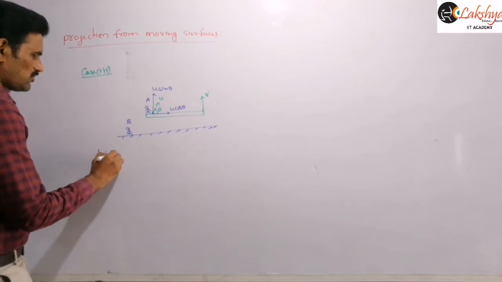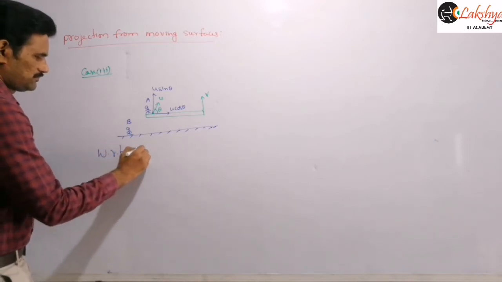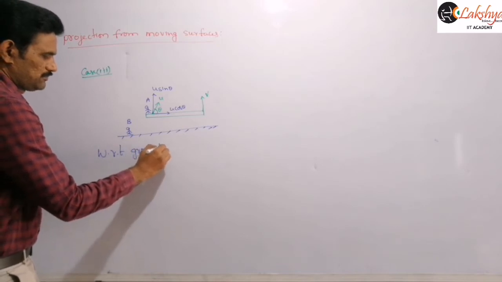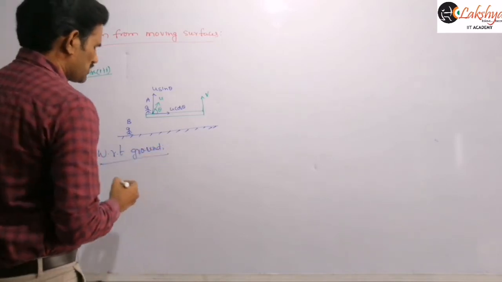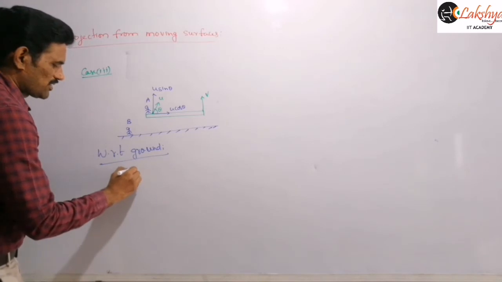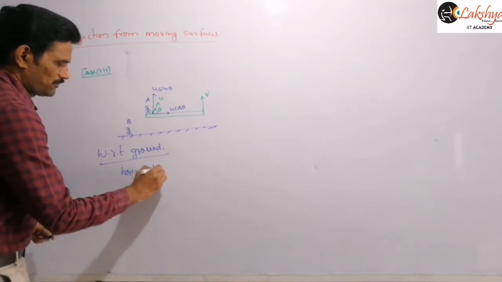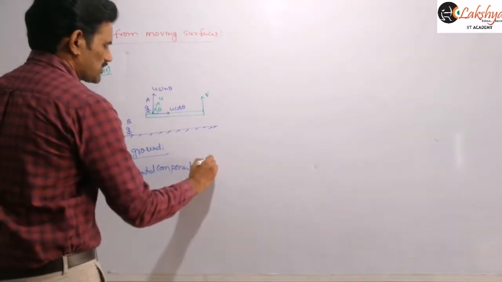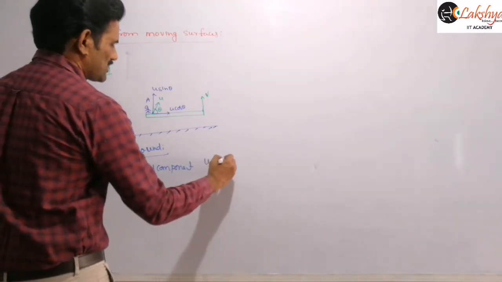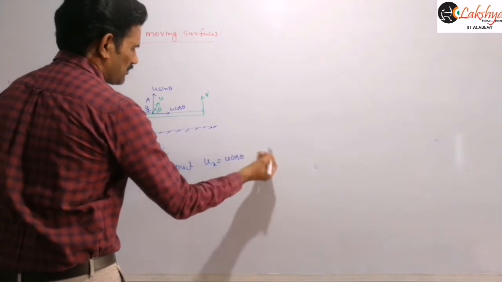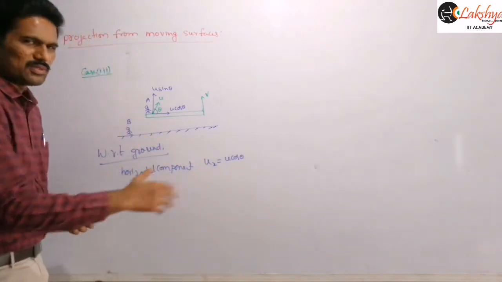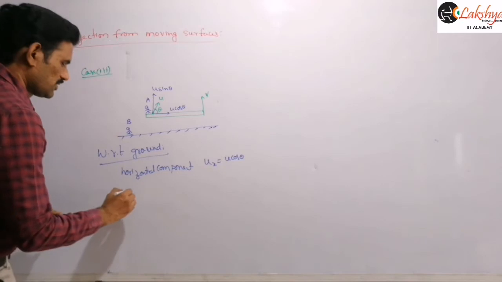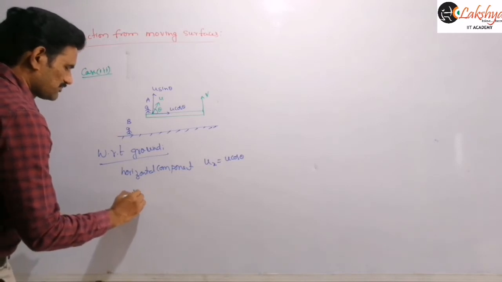So with respect to the ground, first I am writing the horizontal component. The horizontal component is ux equal to u cos theta plus 0, because the platform has zero horizontal velocity. And the vertical component.